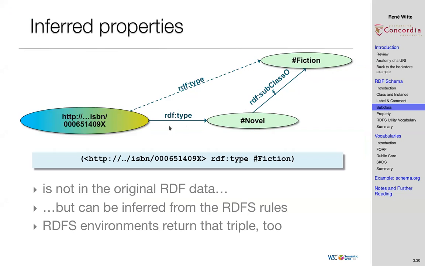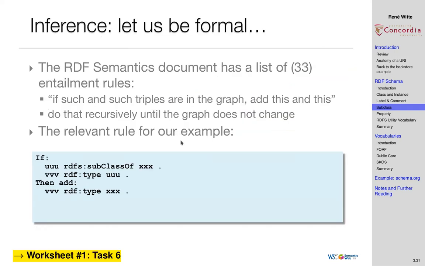this. You can infer, meaning you can create, using some specific rules, additional triples that are not in the original graph. So for example, because this book is a novel and novel is a subclass of fiction, you know that this book is also of type fiction. So this is known as an inferred triple. So a triple that was not in the original graph, but that you created using inference rules.